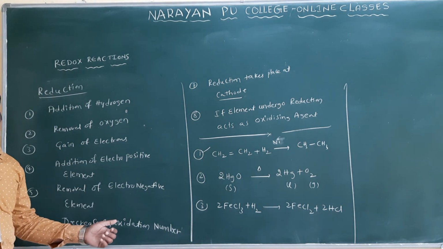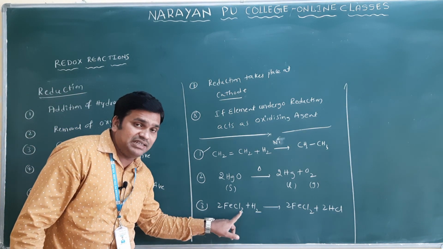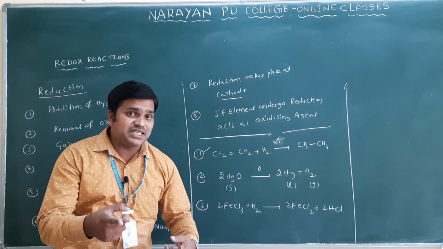Removal of an electronegative element only. Chlorine is an electronegative element. It can be removed from which one? FeCl3. It will combine with hydrogen and form hydrogen chloride only.